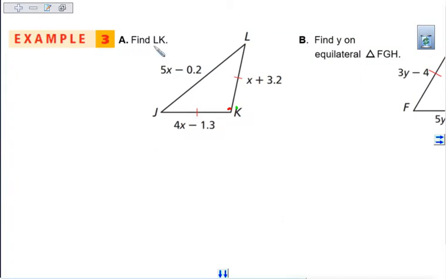Our next problem, we want to find the length of LK. So on this one, what kind of triangle do we have? Two sides are congruent, so this is isosceles, meaning that we can set those two sides that are congruent equal to each other. So 4x minus 1.3 equals x plus 3.2. That also means that JL is extra information. I don't need it because we are looking for LK.